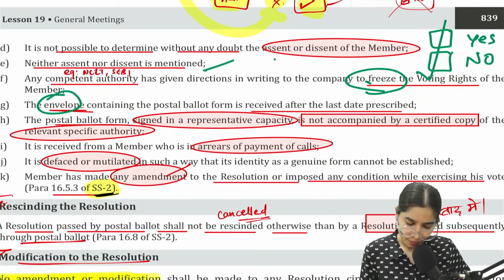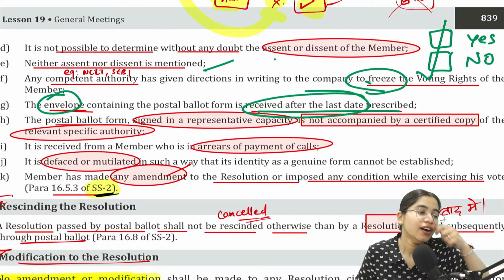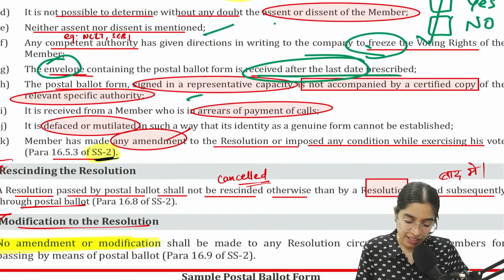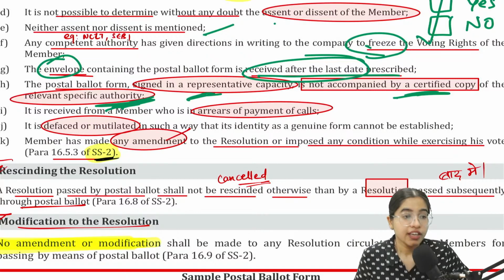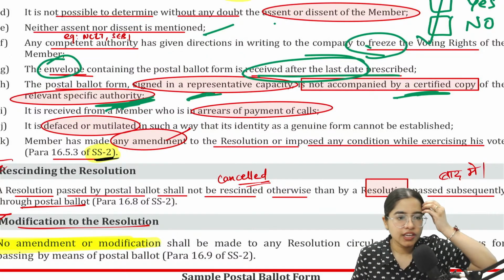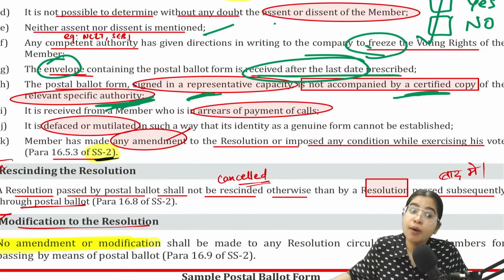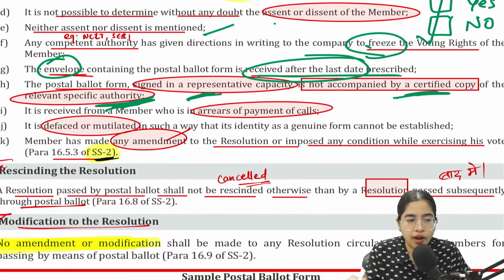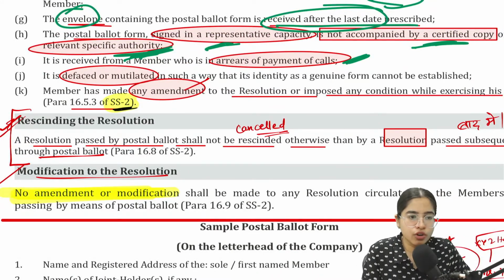If your envelope containing the postal ballot is received after the last date, आपका बैलेट पेपर 30 दिन के बाद आएगा तो नहीं रिसीव करेंगे. If your ballot paper is received after 30 days, it will not be valid. If it is signed by a legal representative not accompanied by the copy of relevant signifying authority, which means, let's say in case of company, your legal representative signs the ballot paper, along with that you also have to attach the document which is authorizing that person to sign. So that authority letter also you have to attach along with the ballot paper. If you have not attached that authority paper, then your ballot paper will be invalid. If you have calls in arrears, you are not entitled to vote.